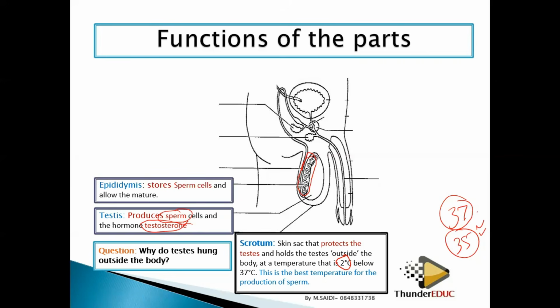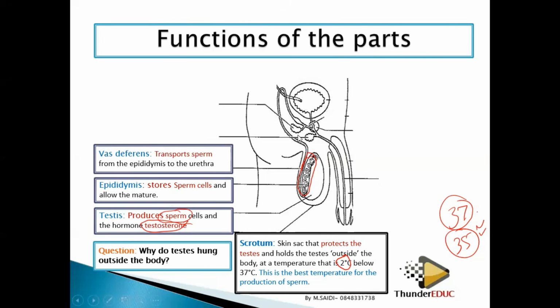But every day, a human body produces over 100 million sperms. It means the process started way back, so that every day over 100 million sperms are being released into the epididymis. Then the epididymis stores them, and they mature. After that, they can be released to carry out the function of fertilization. So the function of the epididymis is to store the sperms so that they can mature and be ready to carry out fertilization.